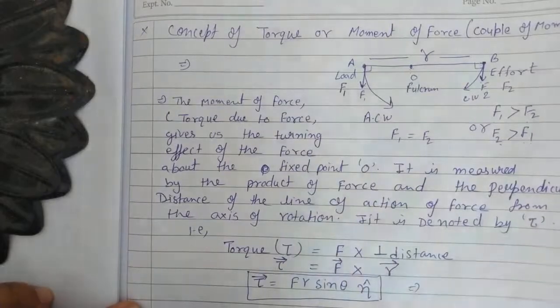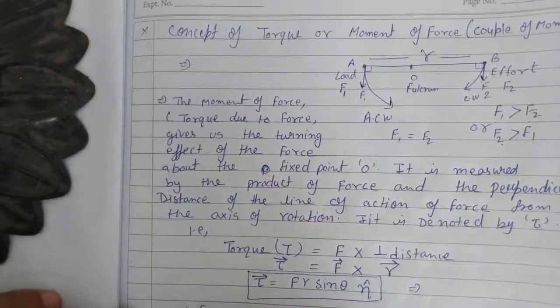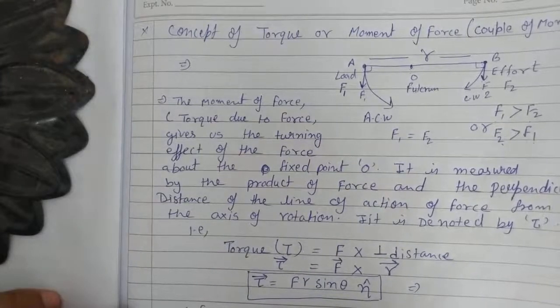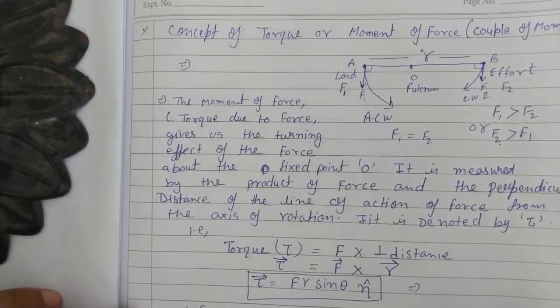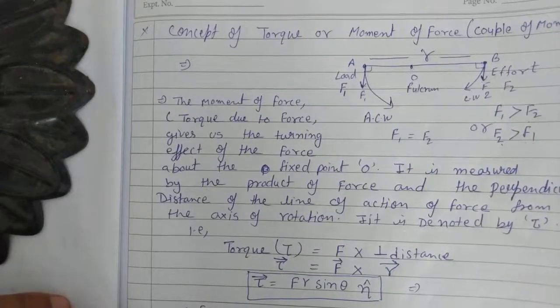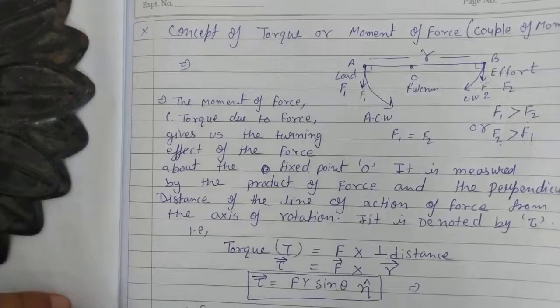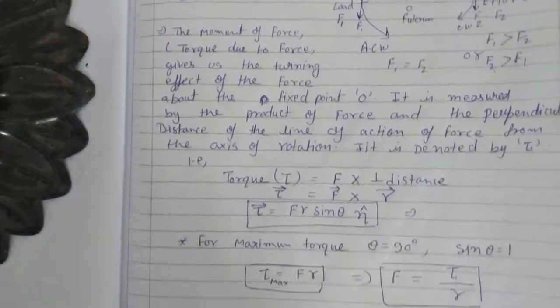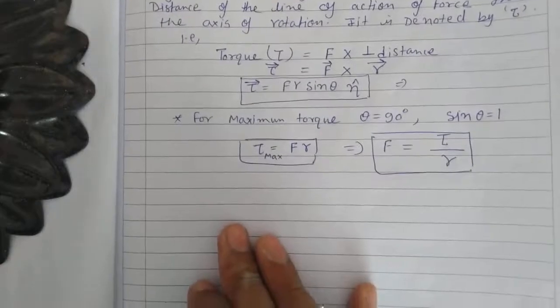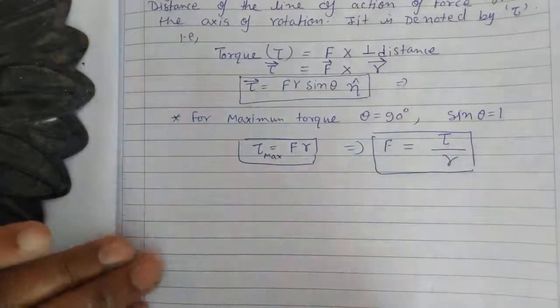For maximum torque, theta should be 90 degrees, so sin theta will become 1. So this torque is maximum, which is equal to F into R. From here we calculate the value of force: F is equal to torque upon radius of rotation.